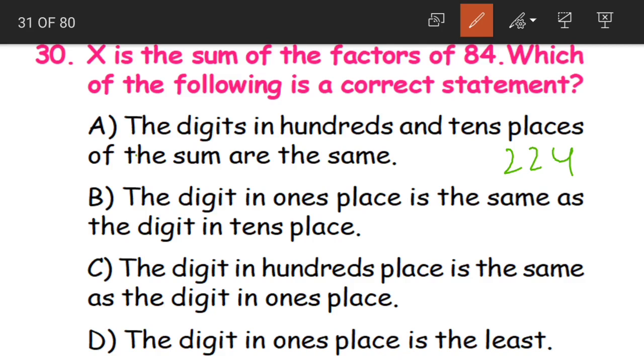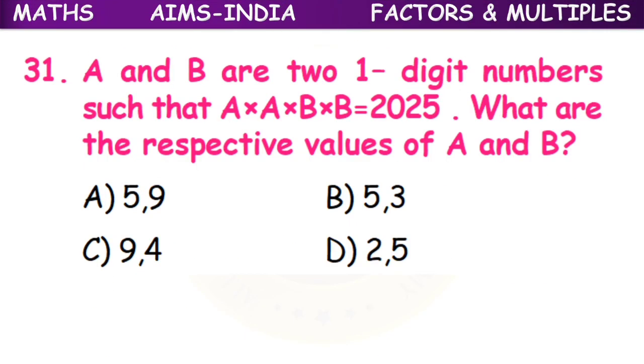If you look at the statement, the digits in hundreds and tens place of the sum are same. Yes, in both the hundreds and tens places, the digits are same. That is, we are having 2. So option A becomes correct.